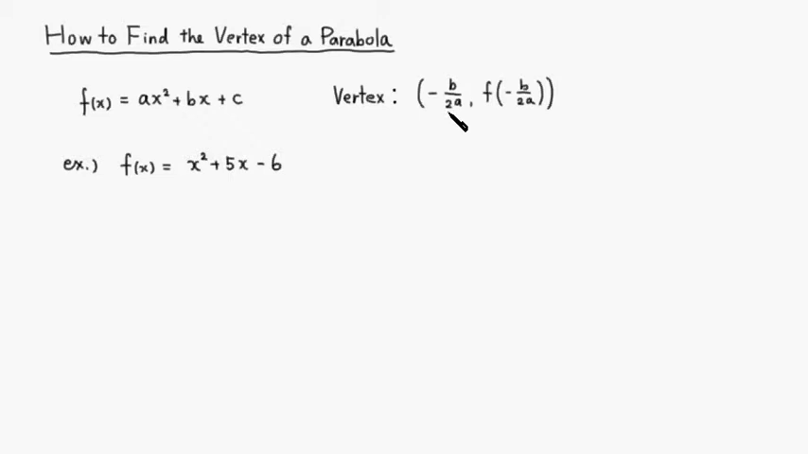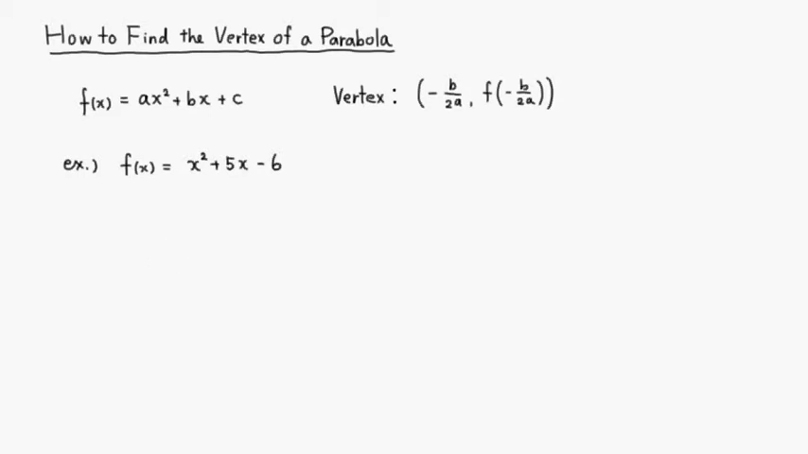The x-coordinate of the vertex can be found by this formula: negative b, where b is the coefficient of x, over 2 times a, where a is the coefficient of x squared. Then the y-coordinate, you can plug the x value into the original function to find the corresponding y-coordinate. So let's look at this particular example.